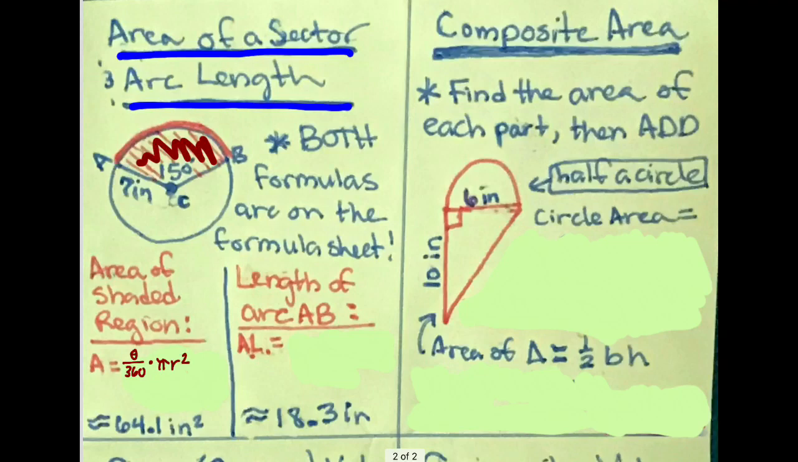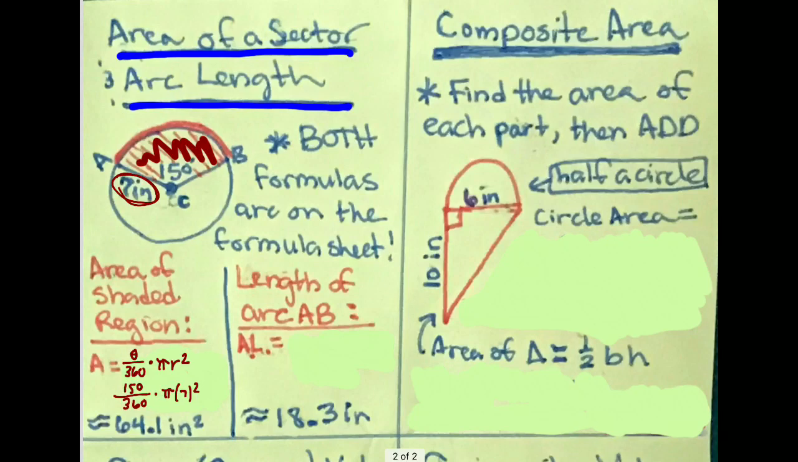And from there we can go ahead and substitute in everything we know. We know the angle measure is 150 degrees divided by 360, and then we're going to multiply by pi, and our radius is 7 inches. So pi 7 squared. If you go ahead and calculate this, you should see in your calculator that you get 64.1 inches squared. So that is just review of what we started with the unit. And remember that formula for area of a sector is given to you. So it's basically showing us that you know how to use the formula.